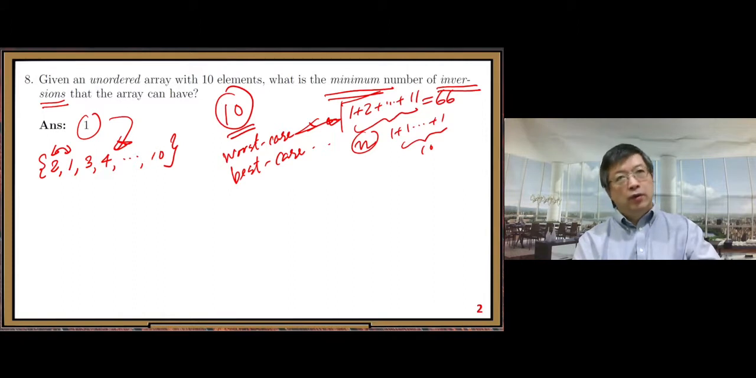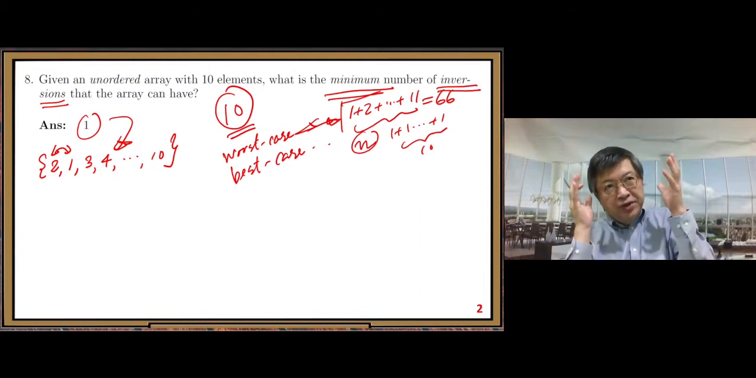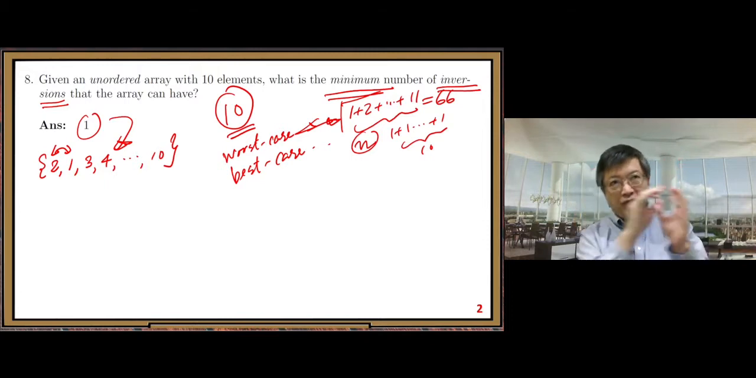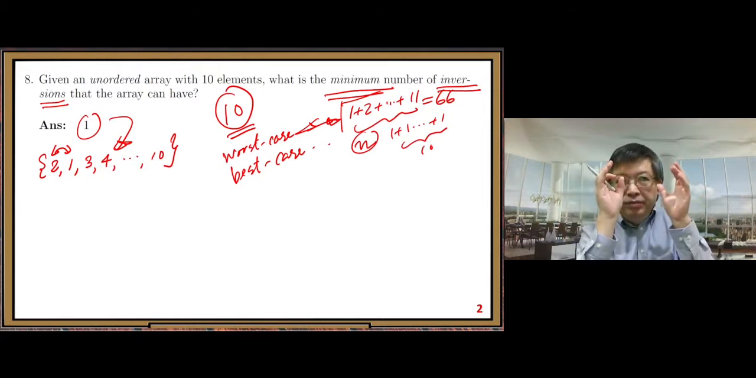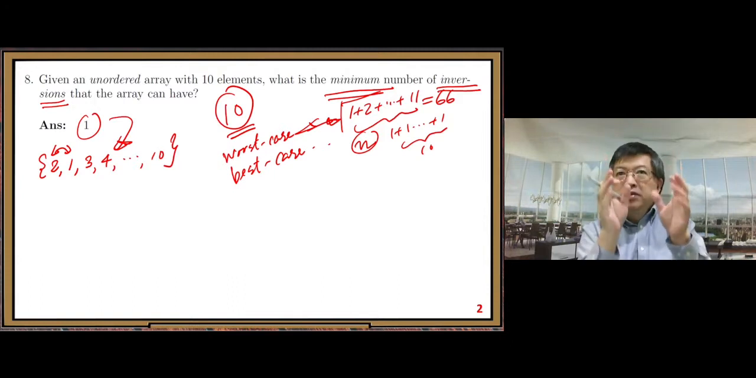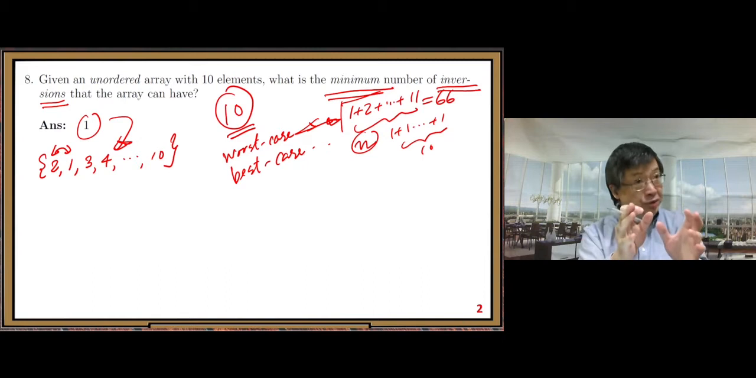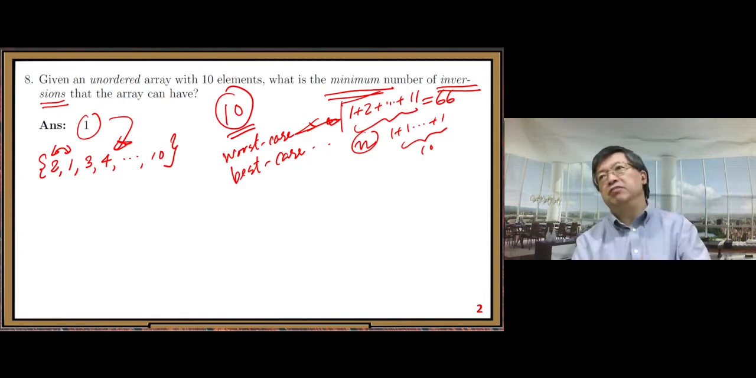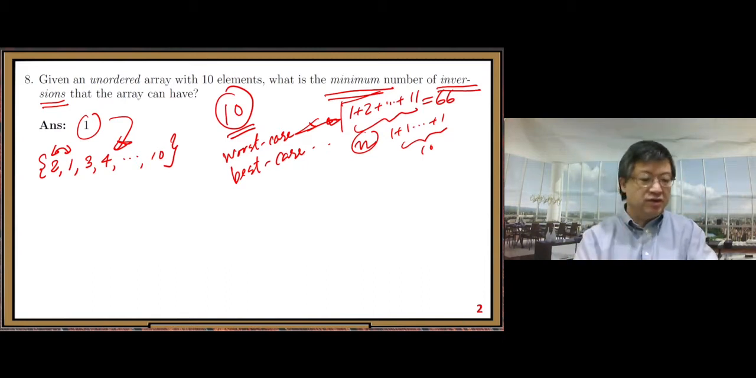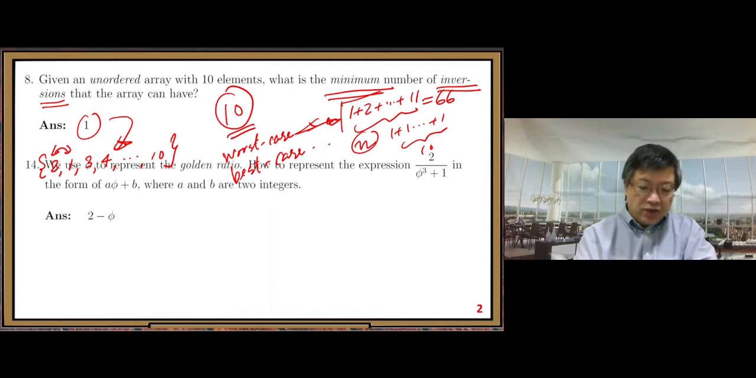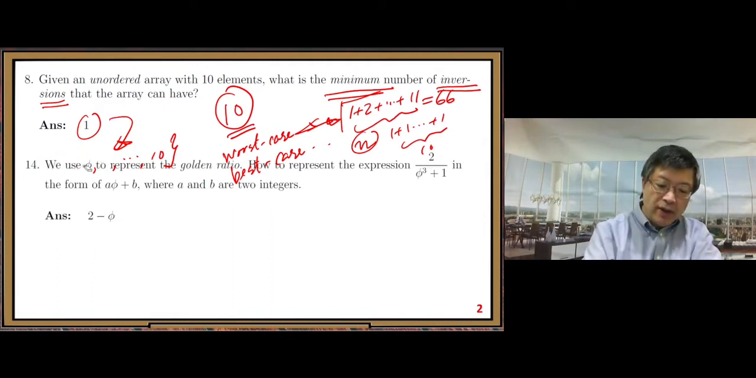So all rely on understanding here. When you understand this concept, you just try to imagine the array, how you make one special example that gives you the minimum number of inversion. So that's this question, number 8. Next one, number 14.